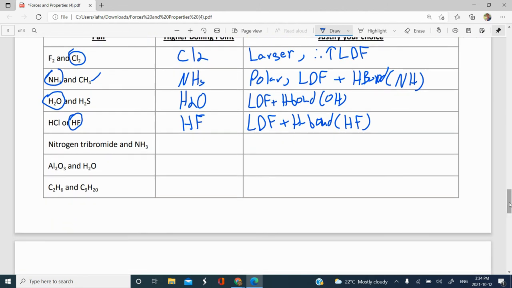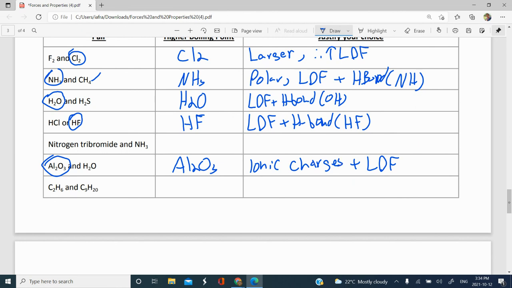So next, I'm gonna skip nitrogen tribromide because I want to draw that out after to show you. But I'm gonna go to the Al2O3 and the H2O. So in this case, I would choose this one. And really, it's because it's ionic. So it has those ionic charges, plus LDF, but really the reason is the ionic charges.